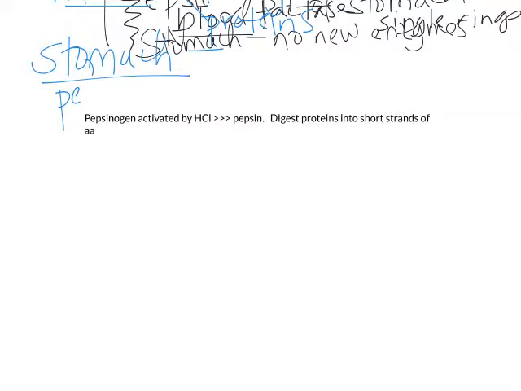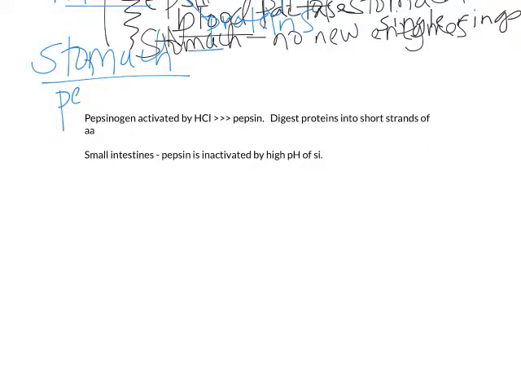So AA is amino acids. Okay, now, so that's in the stomach. When we get to the small intestines, pepsin is inactivated. So when the pH changes, it's inactivated by the high pH of the small intestines, so SI, small intestines.